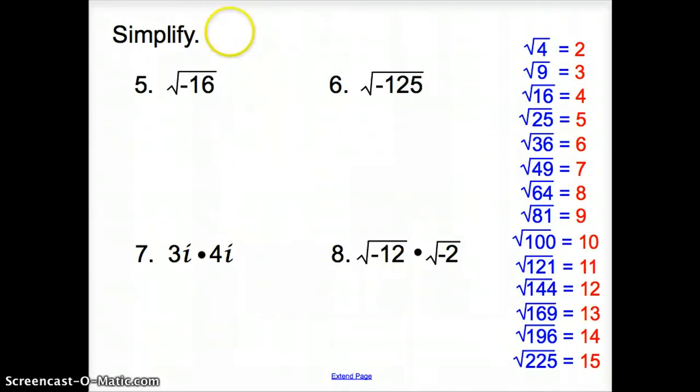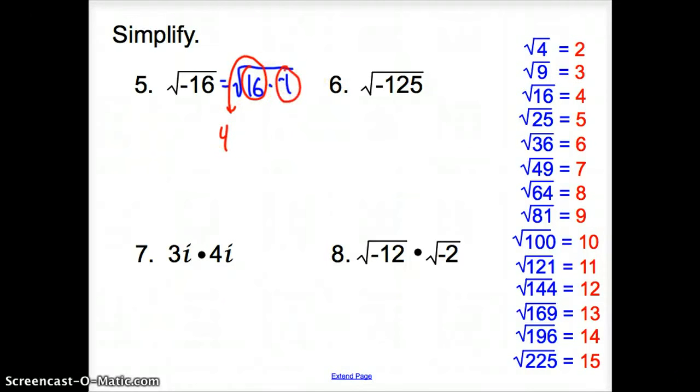Now let's simplify a negative 16, or square root of negative 16. Well, let's rewrite this as 16 times -1. 16 can be found in the blue number, and that's 4. So I can take 16 outside the square root. It turns into a 4.